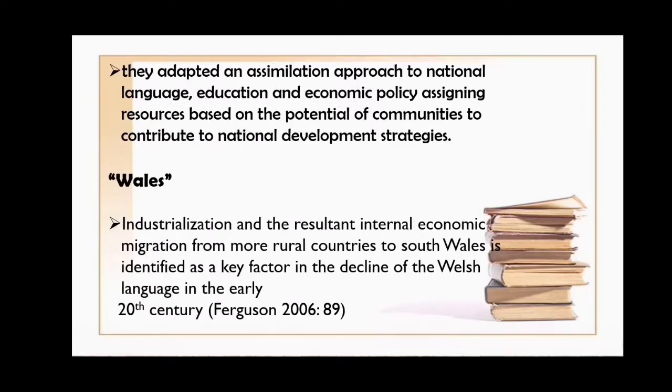However, post-industrial revolution, the dominant language communities, often those holding critical political power, adopted an assimilationist approach to national language education and economic policy. It is the assigning of resources based on the potential of communities to contribute to national development strategies. Okay, when we say assimilationist approach, it is to become like others or help another person to adapt to a new environment. So here, it is just to improve the lives of its citizens. That is why they adopt the assimilationist approach.